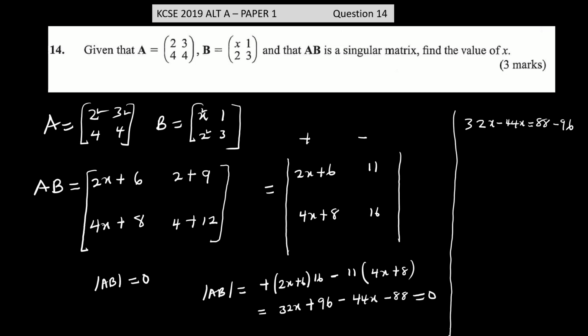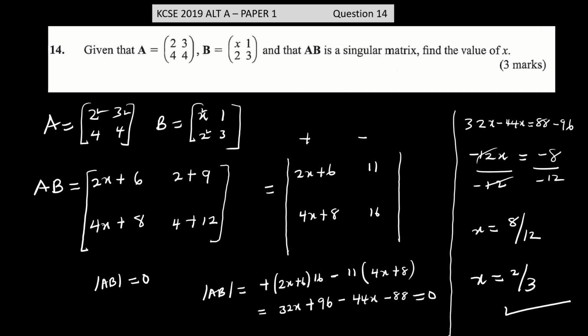Let's press that into the calculator. 32 minus 44 is equal to minus 12, and 88 minus 96 is equal to minus 8. So to find x, we simply divide through by minus 12. We now have x equal to 8 over 12. To take this to the simpler form, we have x equal to 2 over 3. And that is the value of x for this question.